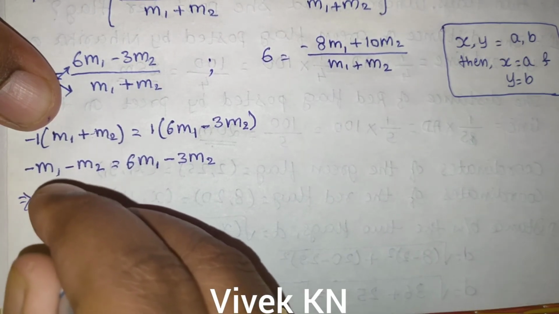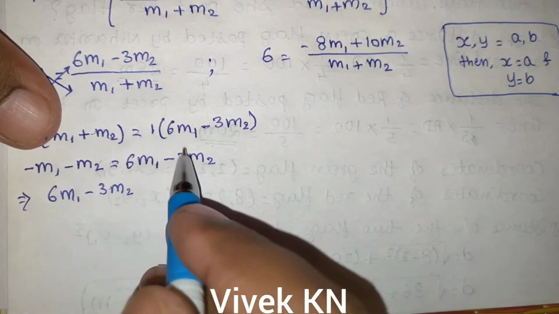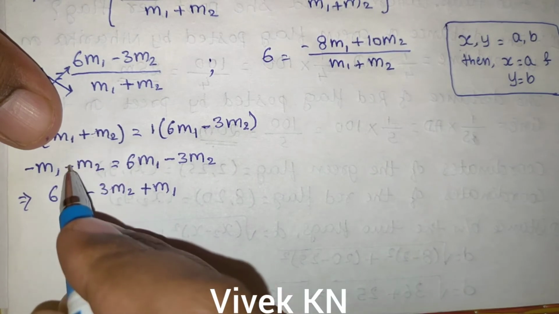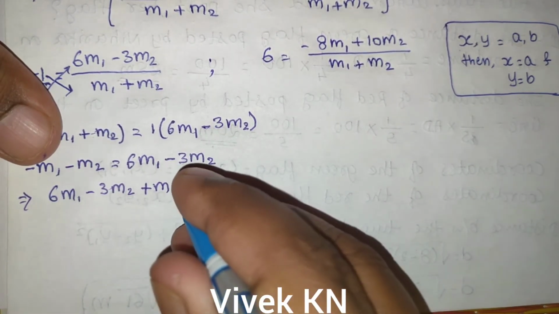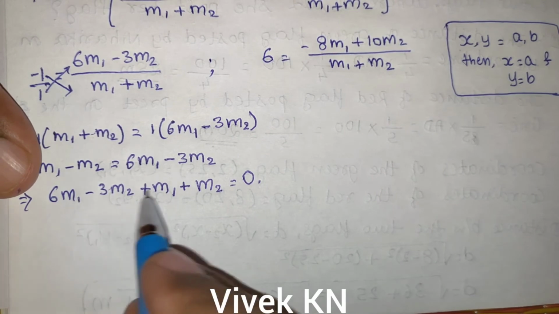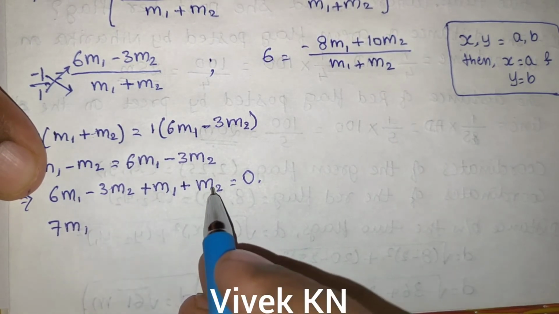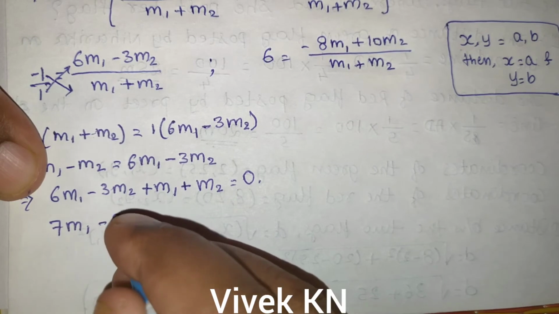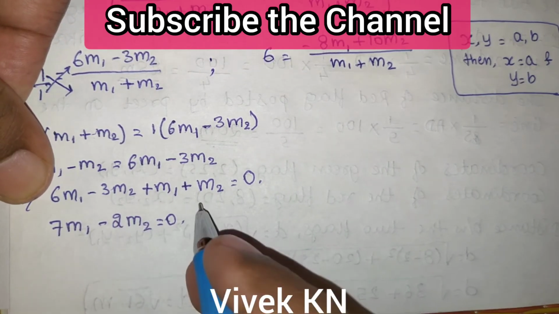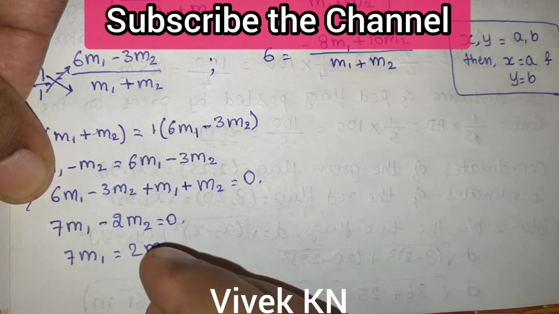That is, 6m1 minus 3m2. Here when we shift this minus m1 to the RHS, it will become plus m1. Next, when we shift this minus m2 to the RHS, it will become plus m2, is equal to 0. Here 6m1 plus m1 is 7m1, minus 3m2 plus m2 becomes minus 2m2, which is equal to 0. Now let us shift this minus 2m2 to the RHS. That is, 7m1 is equal to 2m2.